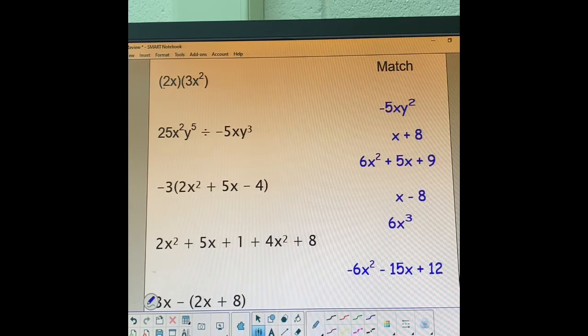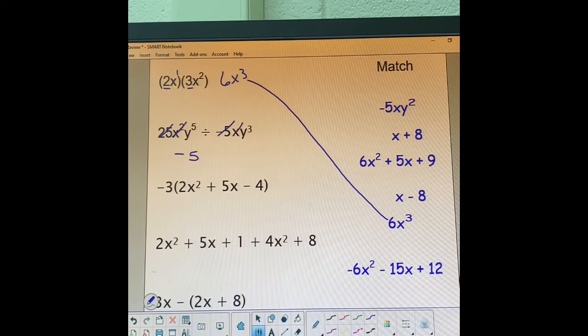Two x times 3x squared is 6x cubed. 25 divided by -5 is -5. X squared divided by x is x to the first. Y to the fifth divided by y to the third is y squared.